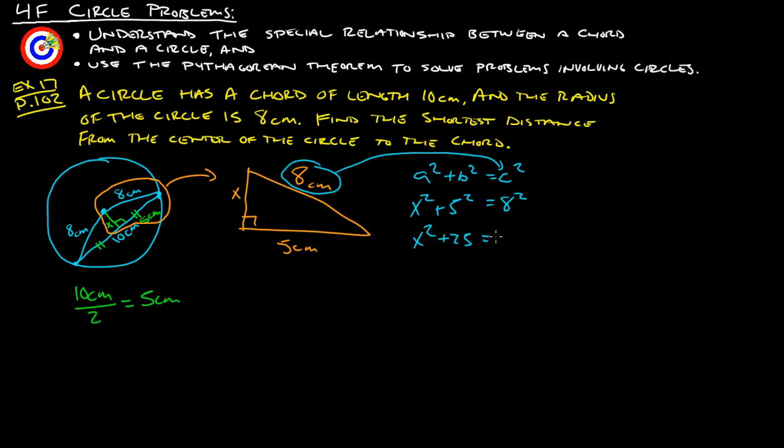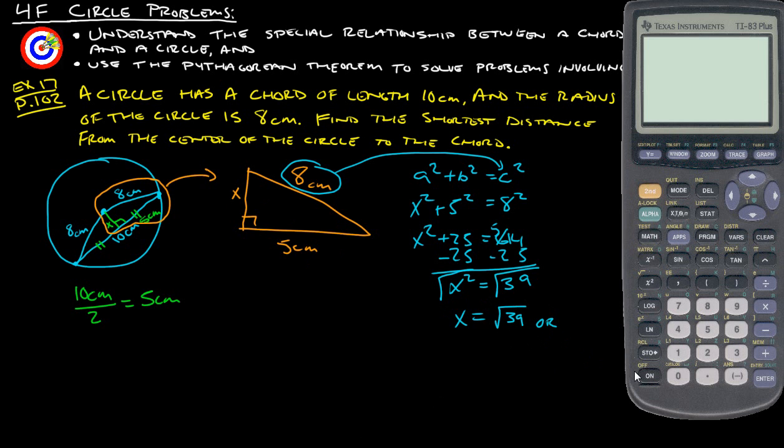So x squared plus 25 equals 64. We want to get x squared by itself, so subtract 25 from both sides. We get x squared equals, let's see, 39. We don't want to know what x squared is, we want to know what x is, so we square root both sides. We get x equals, you could just leave it as square root of 39. And again, officially when you take the square root, it could be plus or minus root 39, but since we're looking at a distance, it's got to be positive.